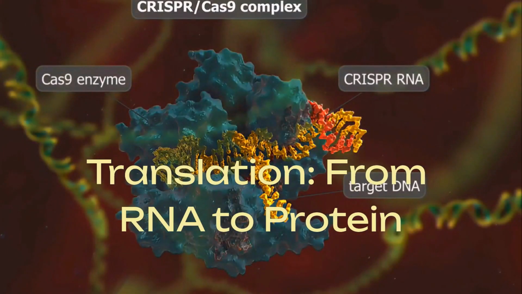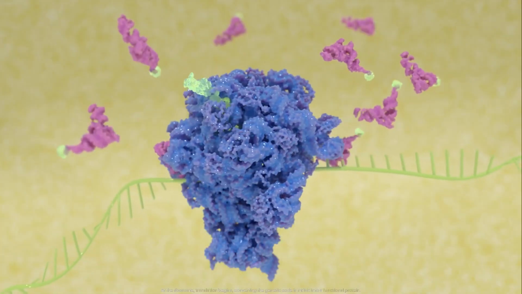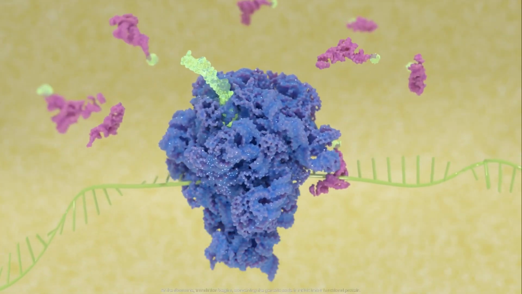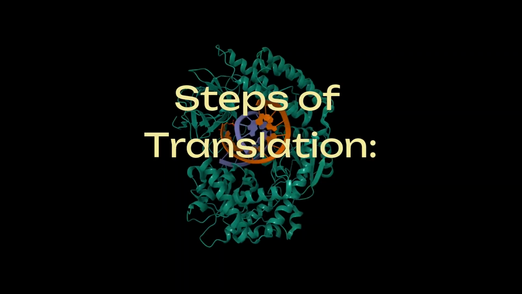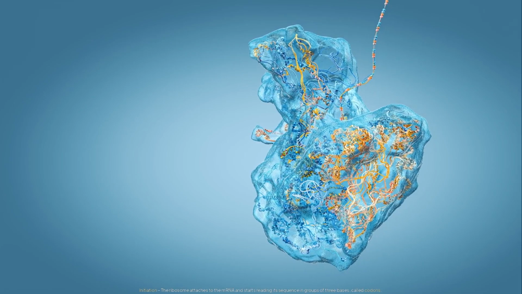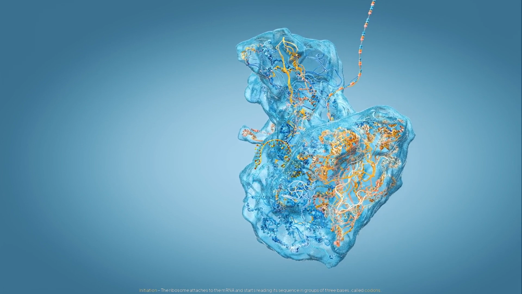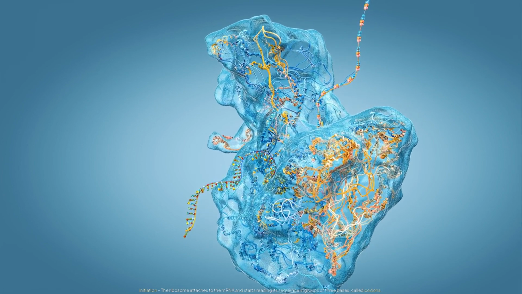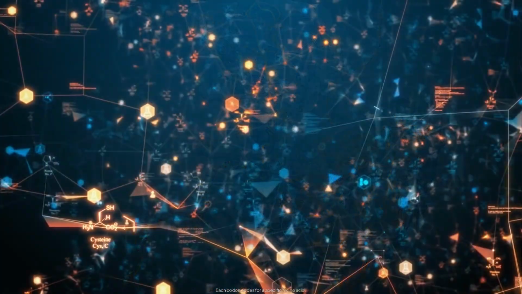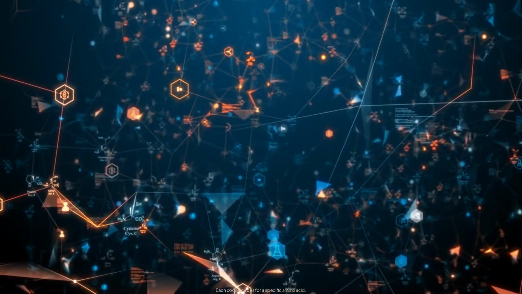Translation. From RNA to protein. At the ribosome, translation begins, converting the genetic code in mRNA into a functional protein. Steps of translation. Initiation. The ribosome attaches to the mRNA and starts reading its sequence in groups of 3 bases, called codons. Each codon codes for a specific amino acid.